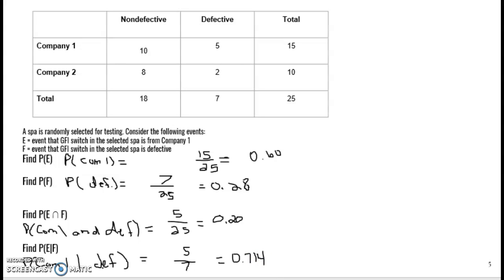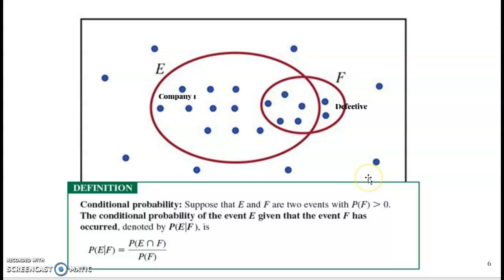So that's larger than the unconditional probability of P of E, choosing from company 1, because company 1 has a much higher defective rate than company 2. So with that being said, we're going to look at the generalized statement for conditional probability. If you have a table set up, sometimes it's easier just to go right to the table and pull the numbers down. Okay, but there's also a generalized statement or formula for finding the conditional probability of something.